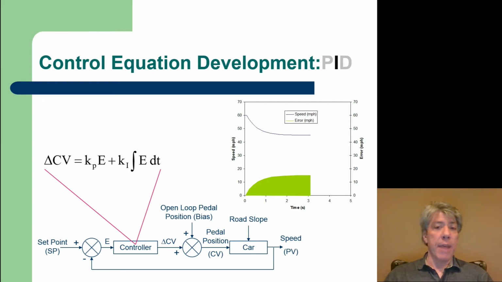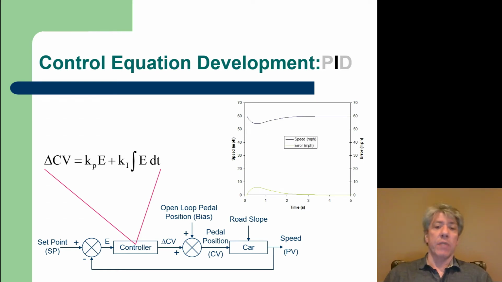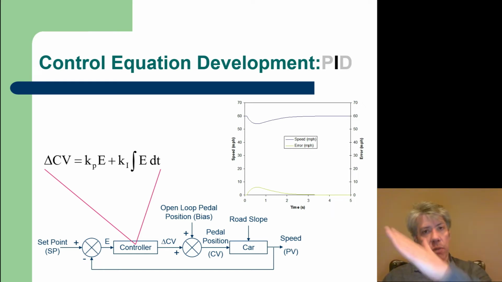So what ends up happening with this is actually really nice. In reality, this is more what it looks like. You'll notice that the speed, the process variable, the blue curve, drops down and then recovers. The error term goes up. We get some non-zero error, but it eventually goes down to zero. That's because the area beneath the error curve exactly compensates for the disturbance. It compensates for the road slope.